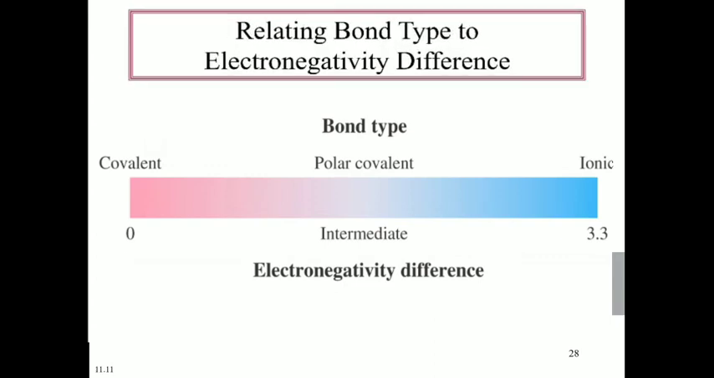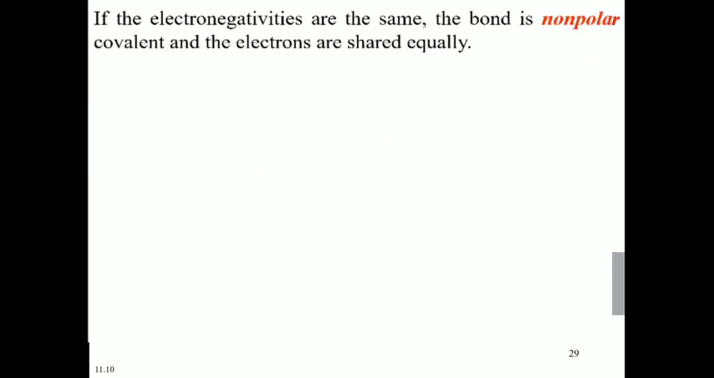You can determine the bond polarity according to electronegativity differences. If it's less than 0.4 difference, then it is more of a nonpolar covalent bond. If it's between 0.4 to 1.8, it's more of a polar covalent bond. If it's greater than 1.8, it is more likely an ionic bond. If the electronegativities are the same, the bond is nonpolar.